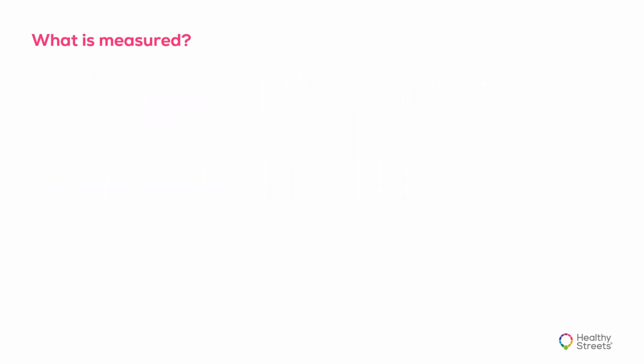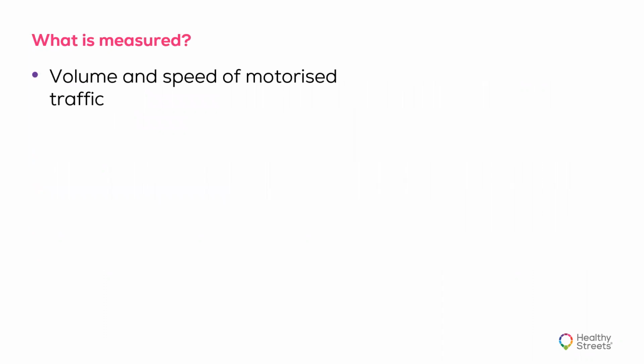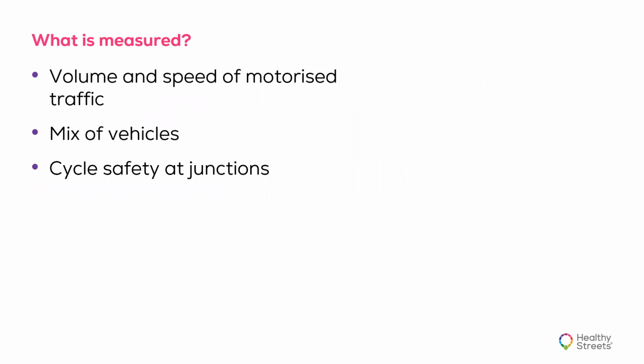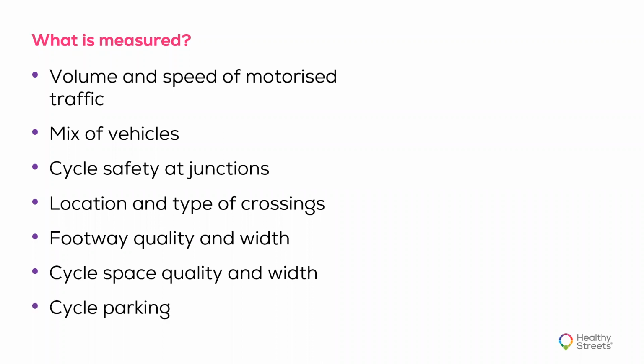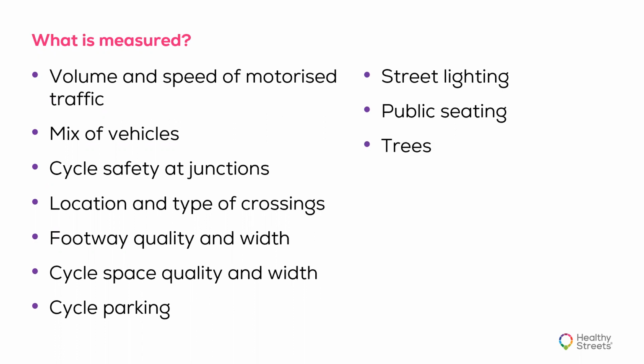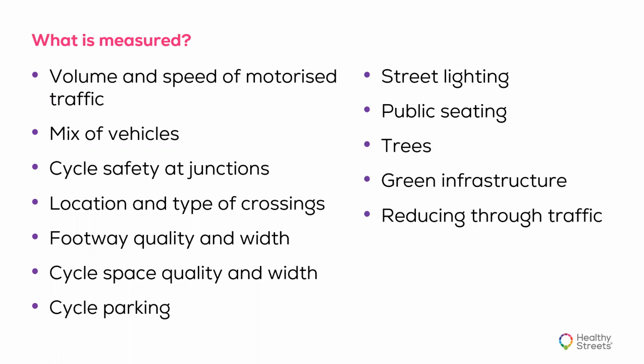So what is measured in this tool? The volume and speed of motorised traffic, the mix of vehicles, cycle safety at junctions, location and type of crossings, footway quality and width and cycle space quality and width, cycle parking, street lighting, public seating, trees, green infrastructure, measures to reduce through traffic and bus stop facilities on those streets that have bus services running on them.